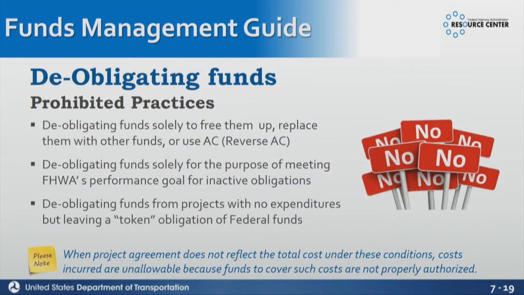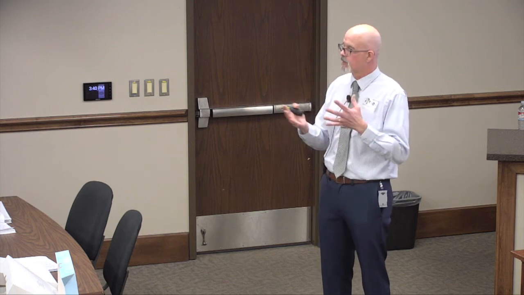But then that note, and I'll give you an example. When a project agreement does not reflect the total cost under these conditions, costs incurred are unallowable because funds to cover such costs are not properly authorized. So that is not just in deobligating, but it's also tied to your best cost estimate. I've seen this many times where a state doesn't want to really adjust their project, and the reason I was given was, hey, it's too burdensome for us to always go out and touch these projects, so we're going to true it up at the end. That's what we always hear, true it up at the end.